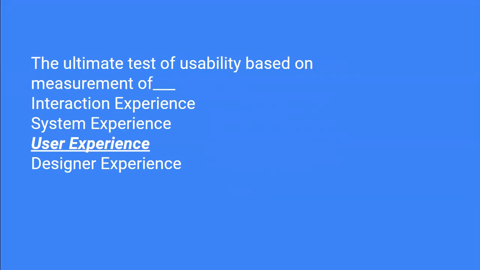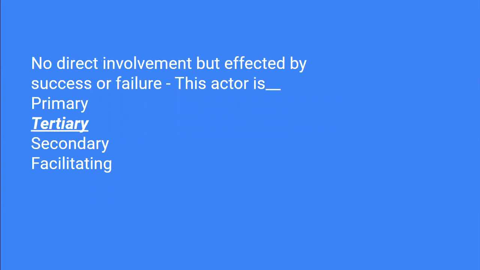The ultimate test of usability based on measurement of, interaction experience, system experience, user experience, designer experience. The answer is user experience because it mentions usability. This actor is a tertiary actor: the system is usable by the user, no direct involvement but affected by success or failure.